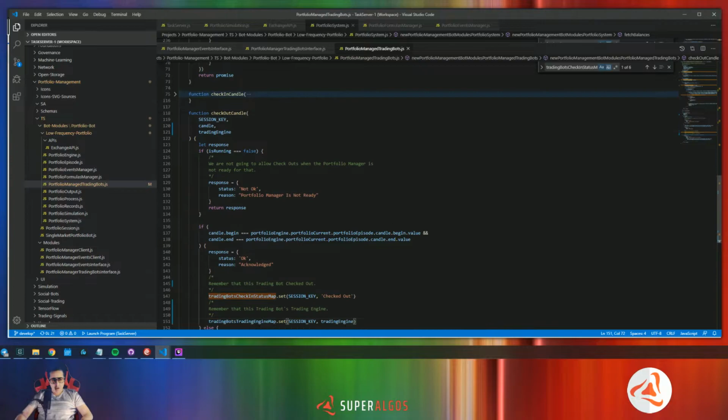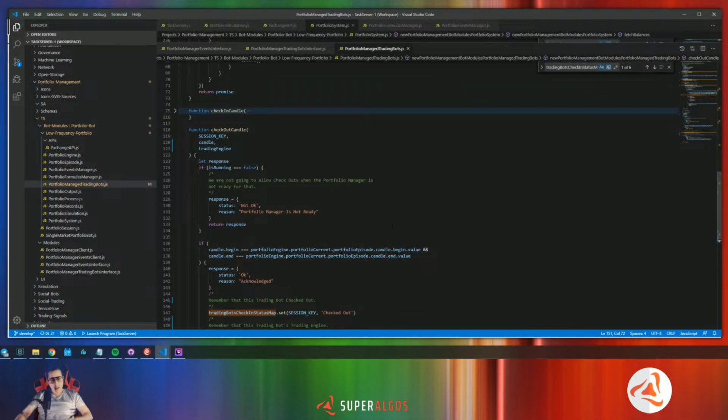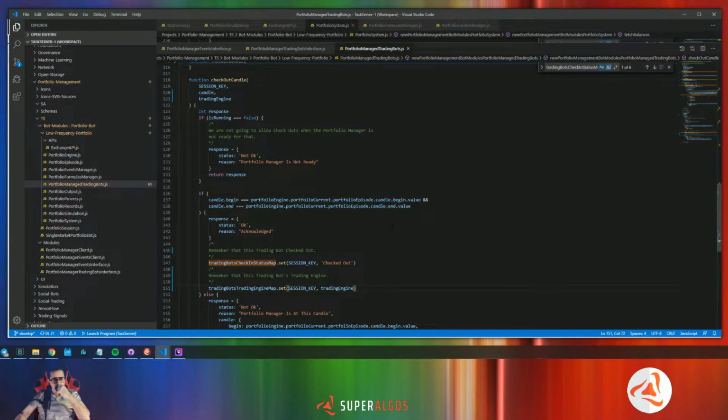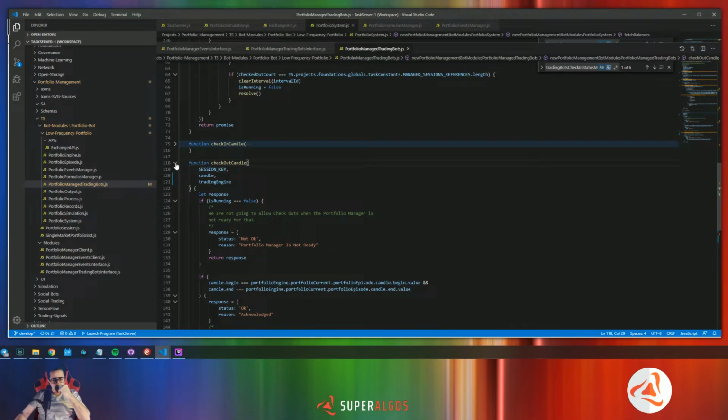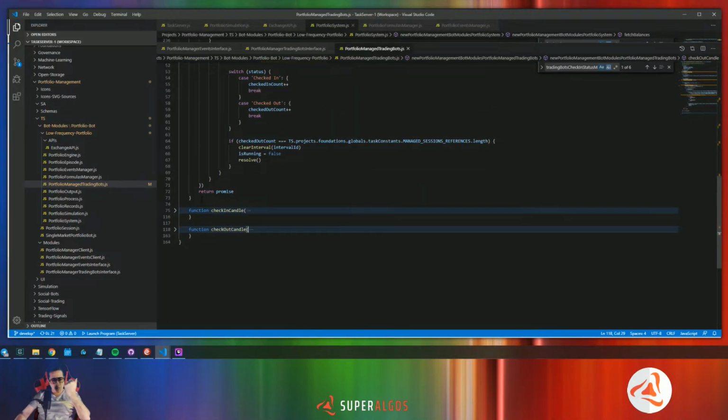and before running, we are going to move whatever this trading engine has into the portfolio engine data structure. Okay, so that's what we are going to do.